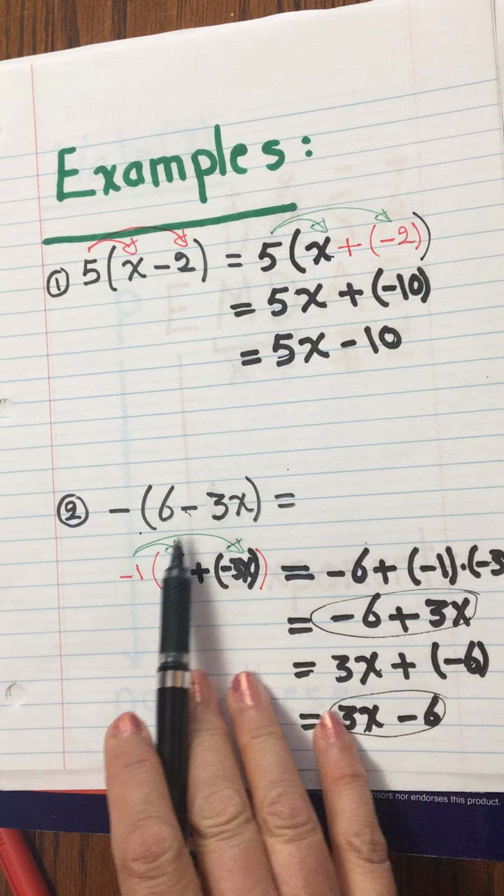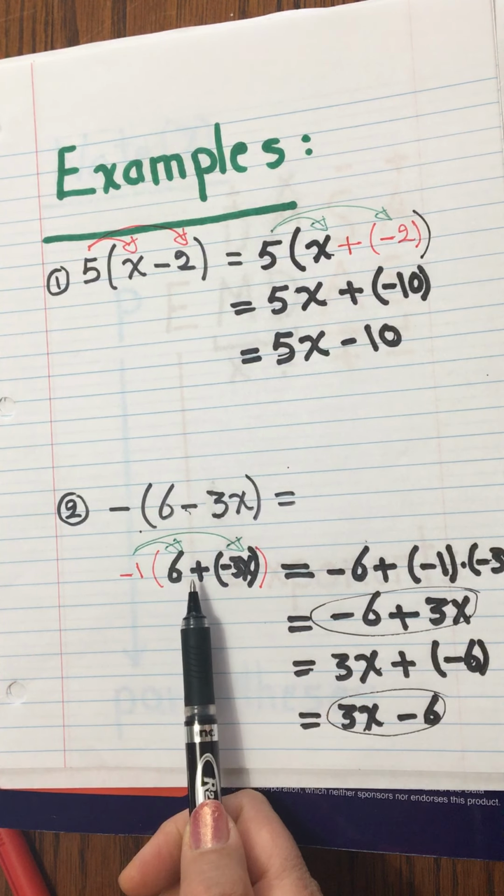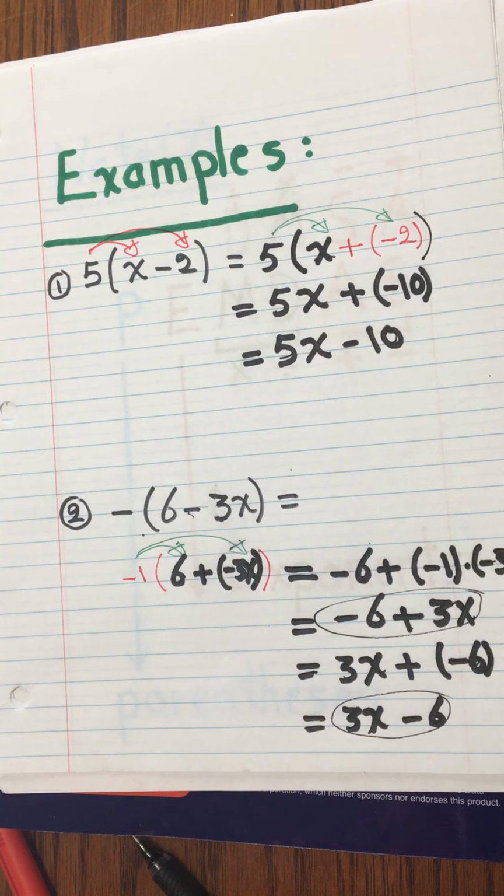Negative parentheses 6 minus 3x. First thing, negative means negative 1. Change the negative to positive, and this number is going to be negative 3x.